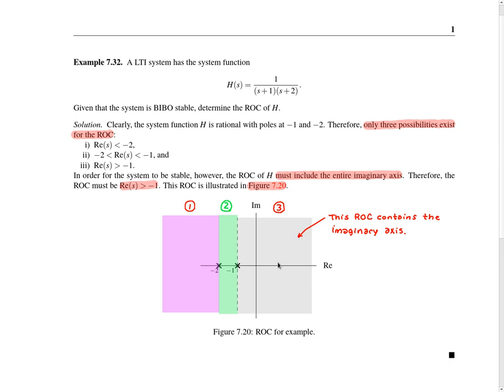Since we're told that the system is BIBO stable, this implies that the region of convergence of big H must include the imaginary axis. Therefore, the region of convergence of big H must be this gray shaded right half plane, to the right of the pole at -1, since this region includes the imaginary axis. Thus, the region of convergence of big H is the region given by this particular formula here. The real part of s is greater than -1.